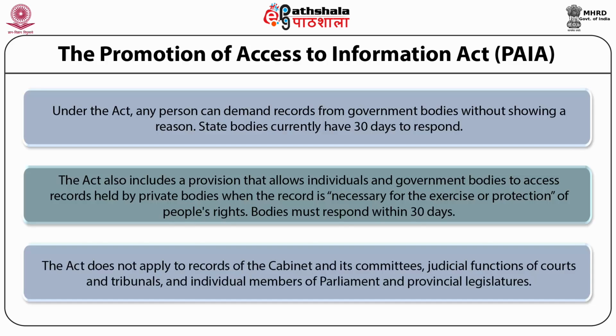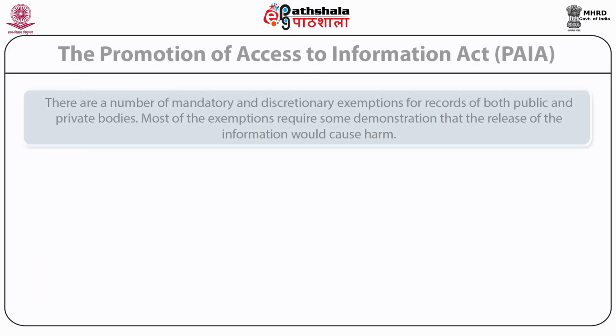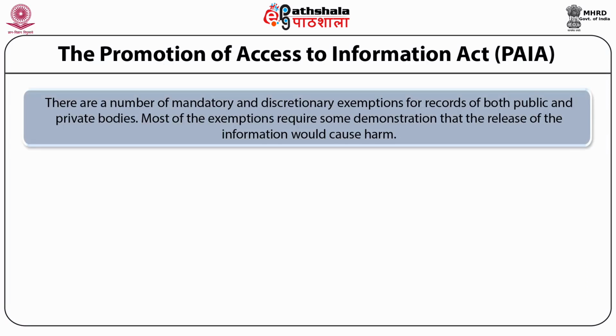However, the Act does not apply to records of the cabinet, much like in India, and its committees, judicial functions of courts and tribunals, and individual members of parliament and provincial legislatures, right? These are decision makers in government, essentially, and the Act says it does not apply to these people. The cabinet and the committees, which is the executive; the judicial functions of courts and tribunals, the judiciary; and the individual members of parliament and provincial legislatures, that is the legislature. So the Act does not apply, essentially, to the three organs of government. There are a number of mandatory and discretionary exemptions for records of both public and private bodies.